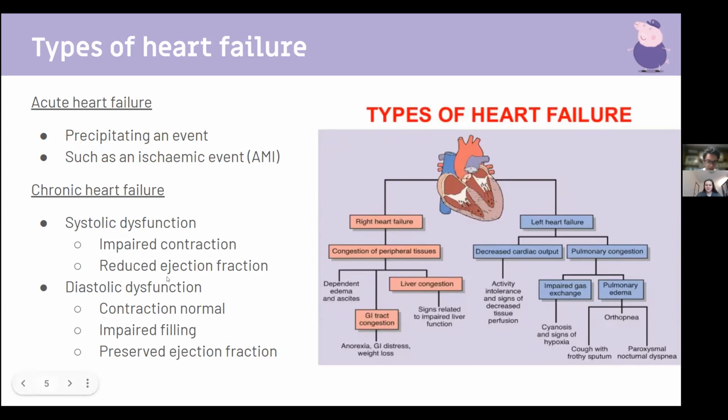We'll see an image of these in the next slide, but a systolic dysfunction is when you have impaired contraction, and so you have your reduced ejection fraction, which is your stroke volume divided by your end diastolic volume.